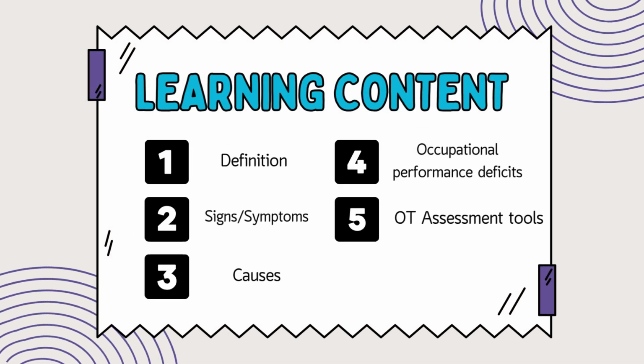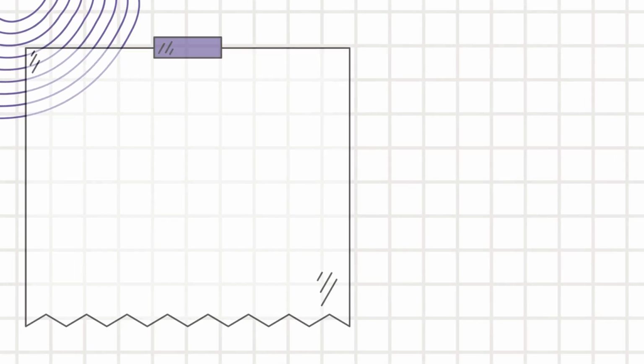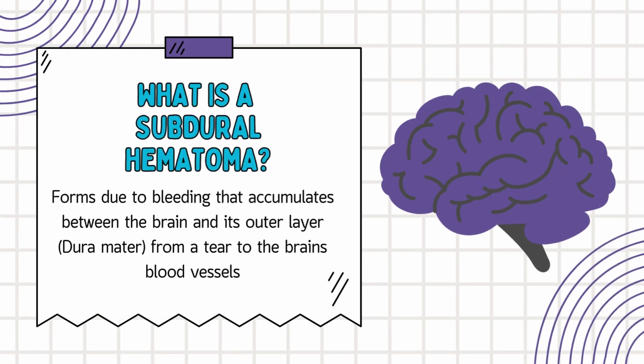Here we have a table of contents, what our presentation will consist of: definition, signs and symptoms, causes, occupational performance deficits, and ending with OT assessment tools. So now, what is a subdural hematoma?